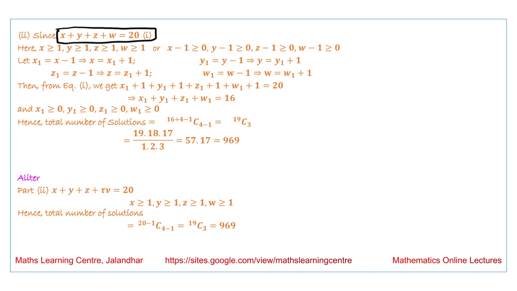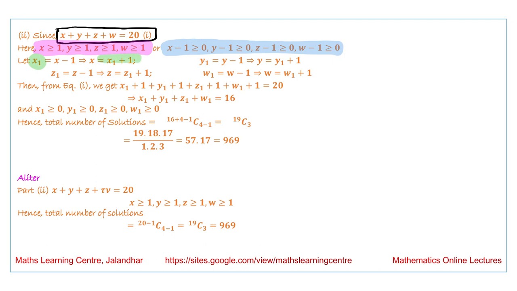Now the condition we have over here is that x is greater than or equal to 1, y is greater than or equal to 1, z is greater than or equal to 1, and w is greater than or equal to 1. So on solving these values, we write x minus 1 is greater than or equal to 0, y minus 1 is greater than or equal to 0, z minus 1 is greater than or equal to 0, w minus 1 is greater than or equal to 0. And we make the following substitutions.